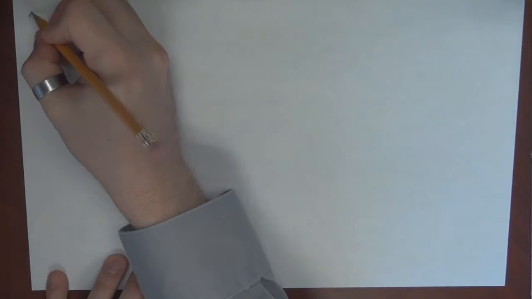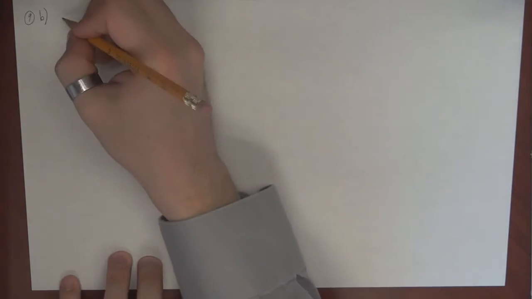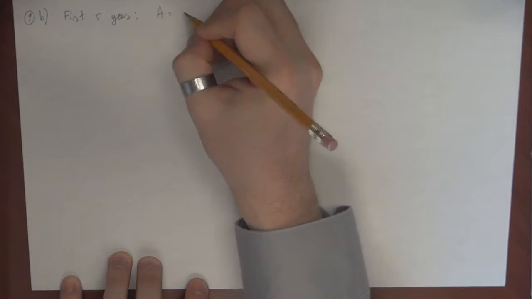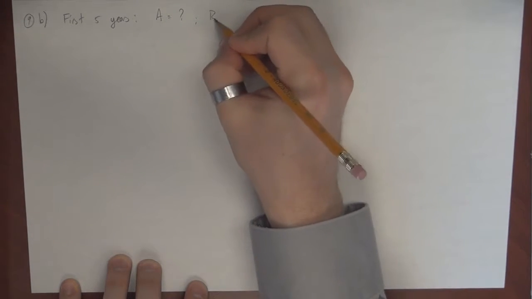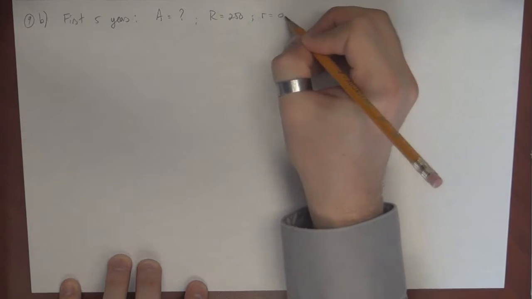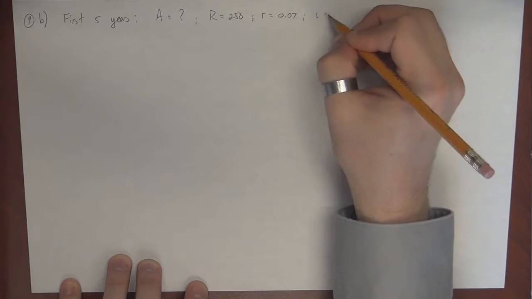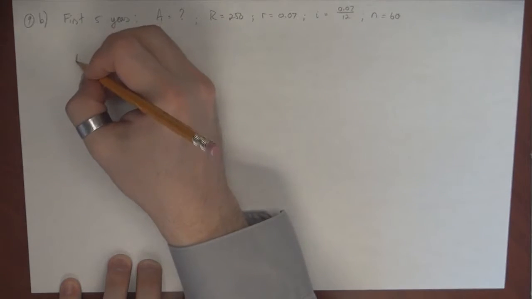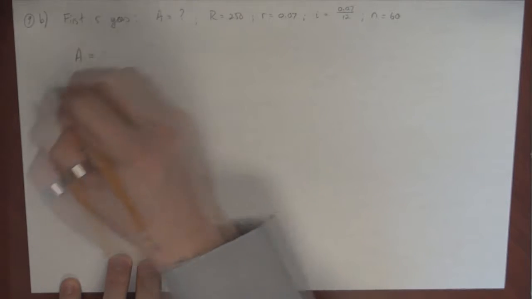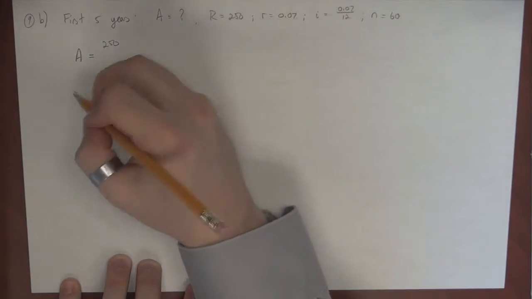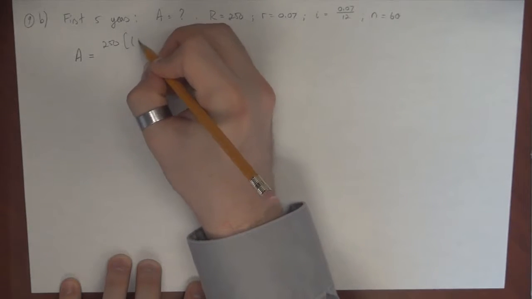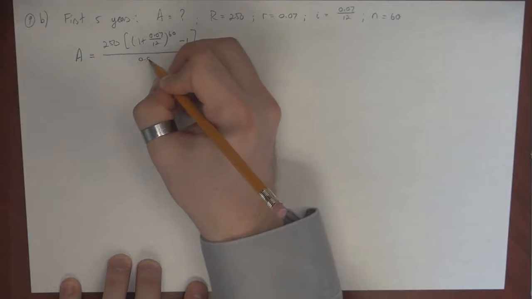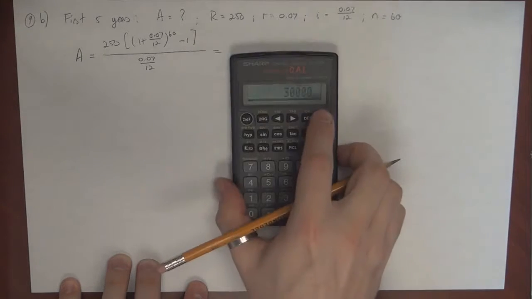Let's say this is 9B. So I have to look at the first 5 years. I want to find the end amount. My payment is $250. Same as before, I get 7%. Everything is still monthly. And I'm doing this for now only 60 months. So what I get is $250, same as before. I'm just doing it for half the time. 1 plus 0.07 over 12 to the 60, out of that minus 1 over 0.07 over 12. Let's see what we get.